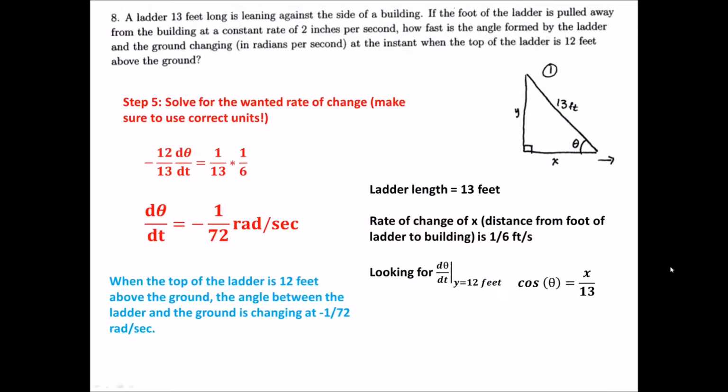Step 5 is to solve for the wanted rate of change. So we just have to solve for d theta over dt, and we get negative 1 over 72 radians per second. So when the top of the ladder is 12 feet above the ground, the angle between the ladder and the ground is changing at negative 1 over 72 radians per second.